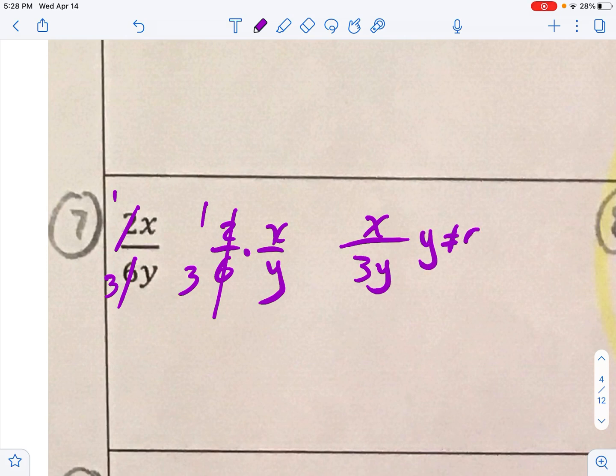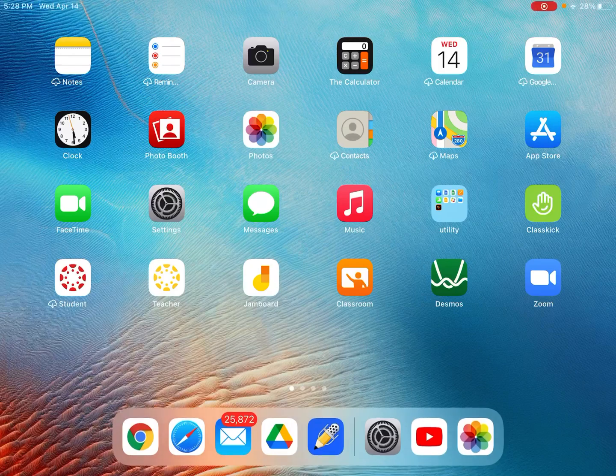If I gave a restriction, I would say y is not equal to 0, and somebody looking at it would be like, yeah, no kidding, I see it. Y is in the denominator, of course. Now, one thing to ask, though, could I have simplified this further? The answer is no.